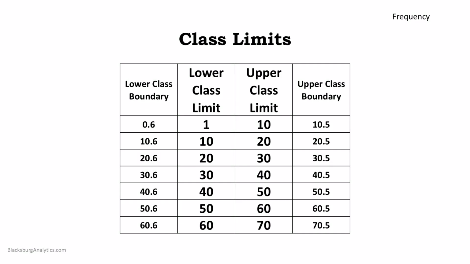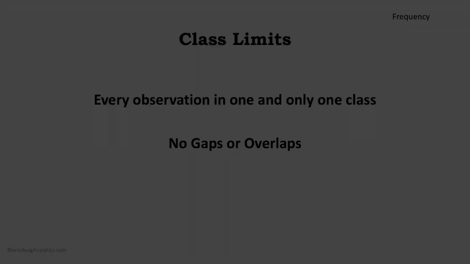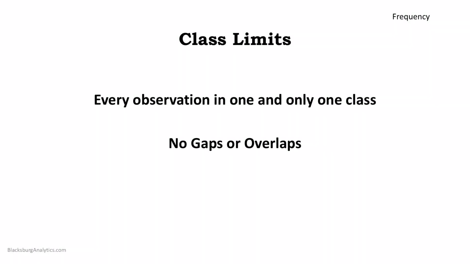Class boundaries are the actual cutoff values that separate the classes. The class boundaries will coincide with the class limits if there are no decimal values in the data. Decimals in the data require more specific class boundaries. A good approach is to begin the lower limit at 0.6 and end the upper limit at 0.5, as shown in the table. The main point to remember is that every observation must go in a class, and must go in only one class. There must be no gaps or overlaps.